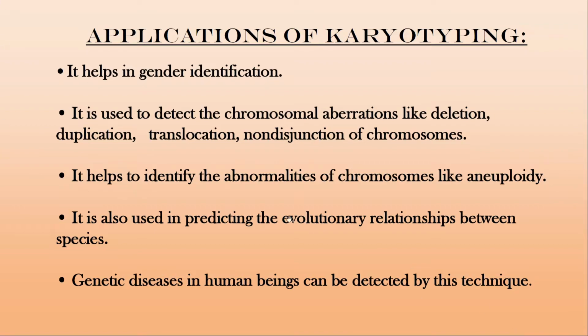It also helps to identify abnormalities of the chromosomes like aneuploidy, an excess number or a lesser number of chromosomes. All these can be studied, and it is also used in predicting the evolutionary relationship between species. Genetic diseases in human beings can be detected by this technique, by studying the karyotype.